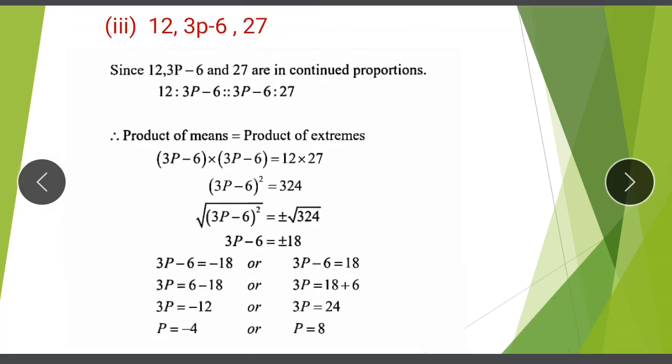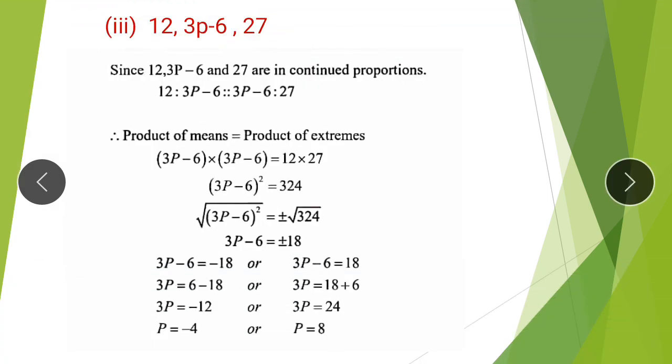Okay, next one is the third part of the same question. Now you can see again three quantities, and you are supposed to find the unknown values involved in continued proportion. So the middle one will be in the continuity process then. First with the second means again, so 3p minus 6 will be again repeated with 27. So this will be continued proportion then. Product of extremes and product of means. Okay, here you can see that these two brackets are the same, so we can write it as a whole square.